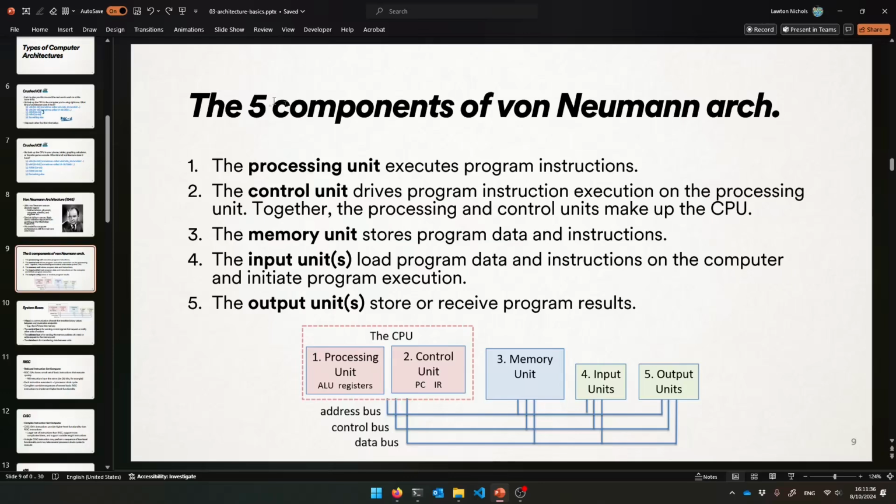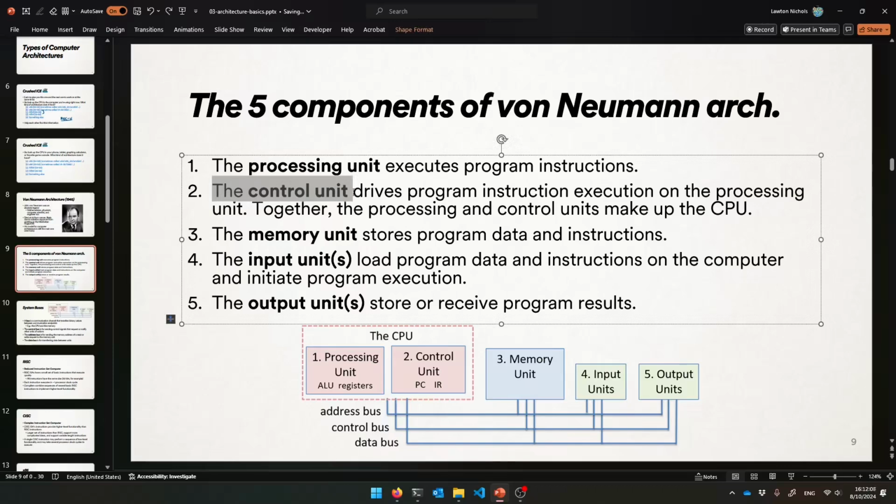So here are the 5 different components of a computer that's built using the von Neumann architecture. Okay, you've got 5 things. You've got the processing unit. Here's a diagram down here if you want to look. The processing unit is executing all the instructions of your program as they come, like an add instruction, a move instruction, etc. A syscall instruction. So the processing unit is worrying about processing things. It's working on instructions. And then you have the control unit.